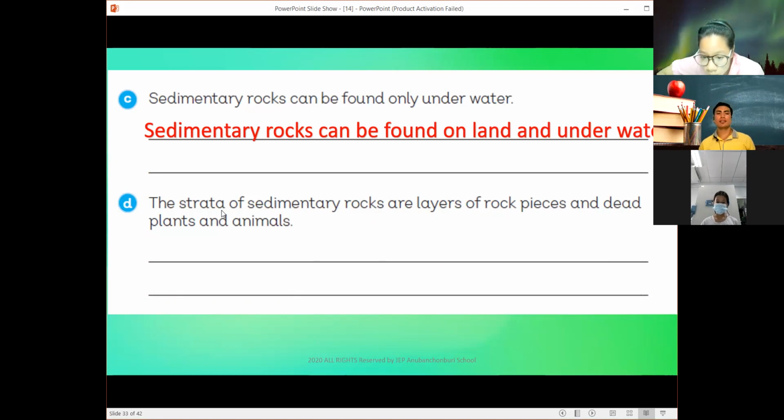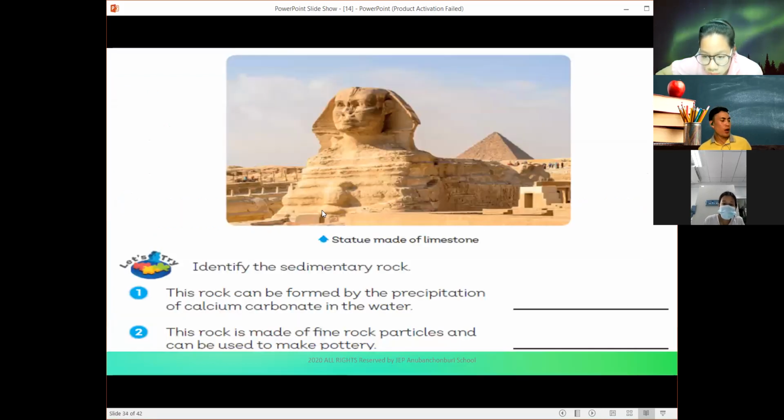The strata of sedimentary rocks are layers of rock pieces and dead plants and animals. True or false? The correct answer is? Come on. Is it true or false? The correct answer here is true. All right, so I want you to open your book, page 97, and answer this. In your book, page 97.